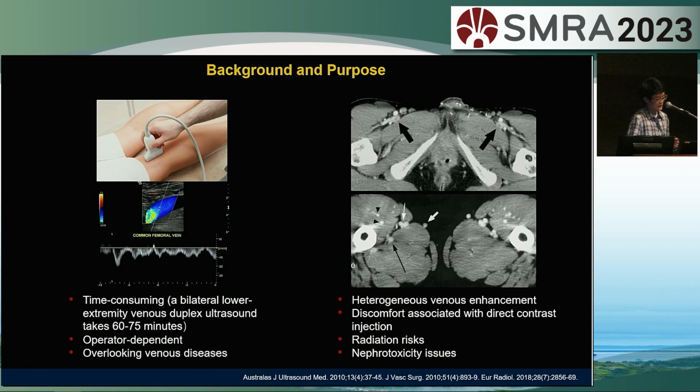Ultrasound is the first-line examination in screening varicose veins, but comprehensively performing a bilateral lower extremity venous ultrasound examination is time-consuming. CT venography complements ultrasonography in depth and comprehensive assessment and pre-operative navigation. However, CT venography presents certain limitations, including heterogeneous venous enhancement, radiation risks, and nephrotoxic issues.